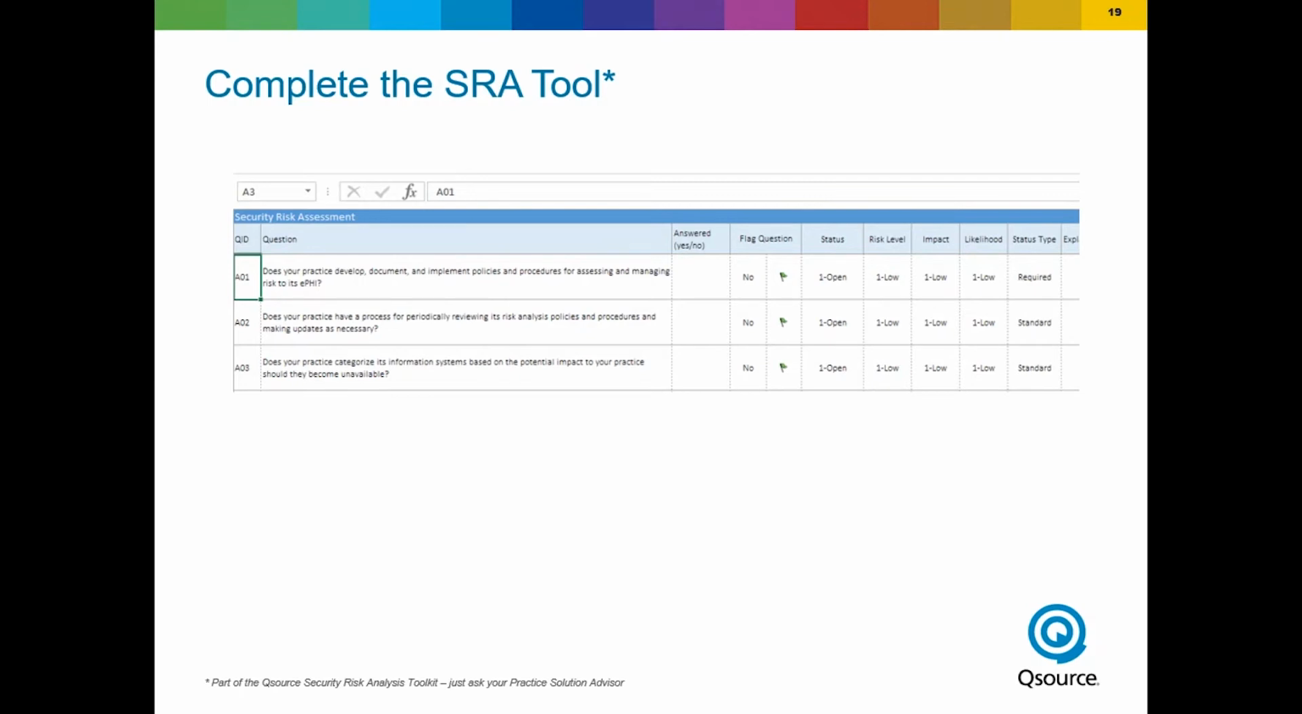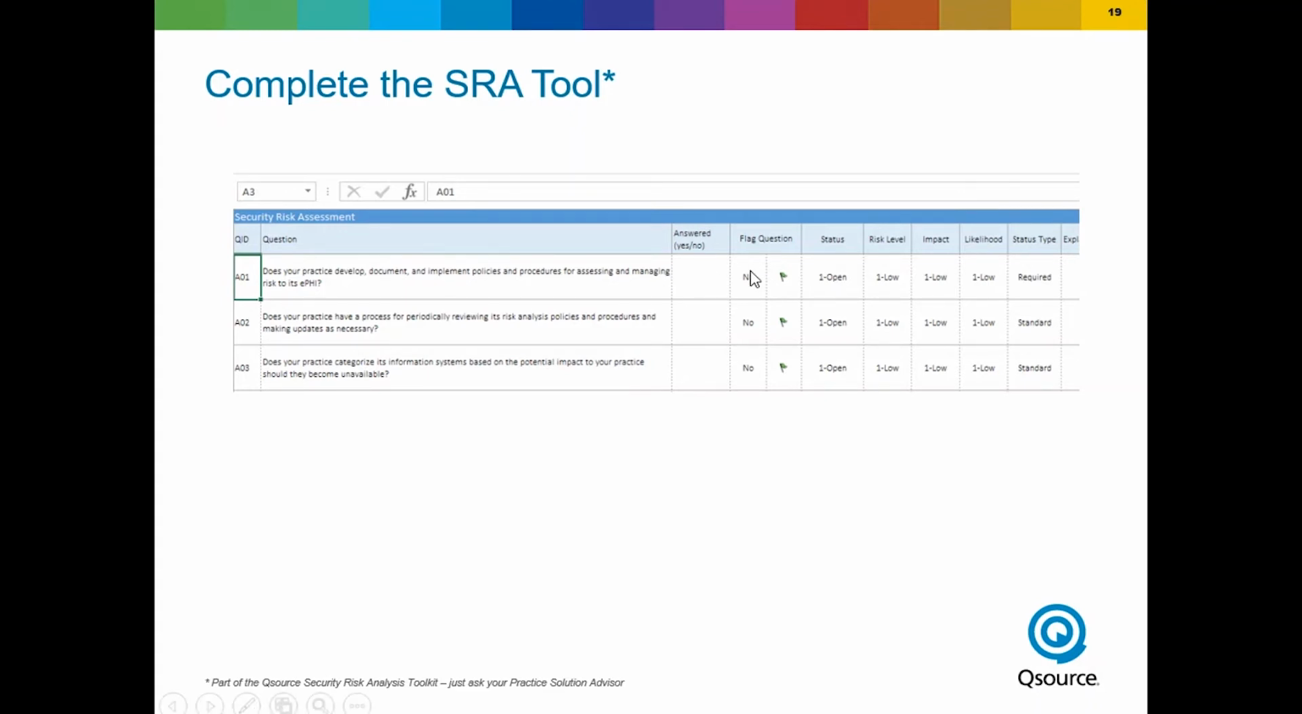And if there is, and this is not included in this little bit, but over to the side, there is a spot for mitigation. And this goes back to addressing any risks that you might have. So this top question that I know you probably can't read says, does your practice develop, document, and implement policies and procedures for assessing and managing risk to its EPHI? So do you have a documented policy or procedure, which if you're using those policies and procedures we talked about, the answer to this is yes.